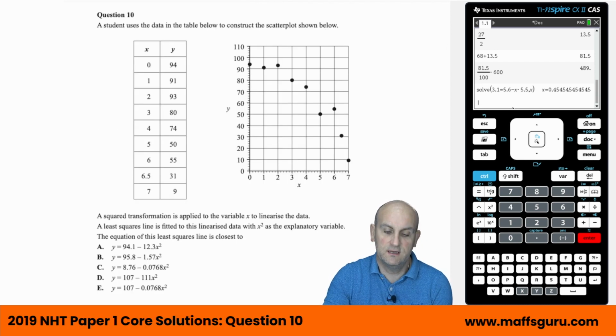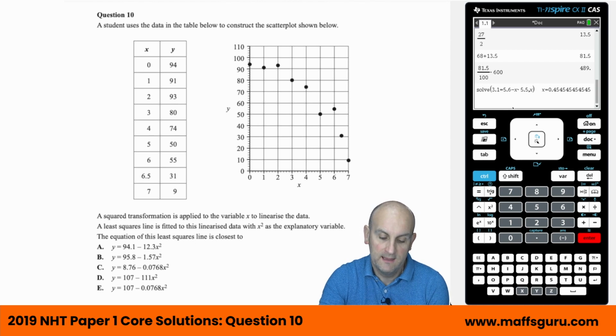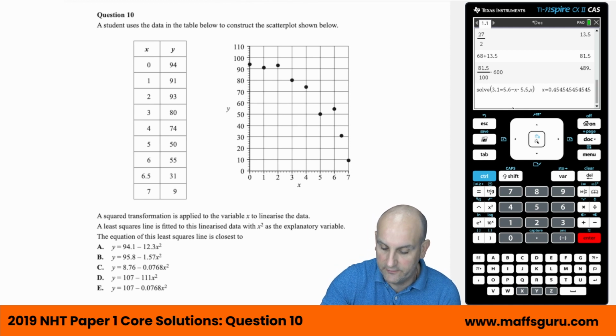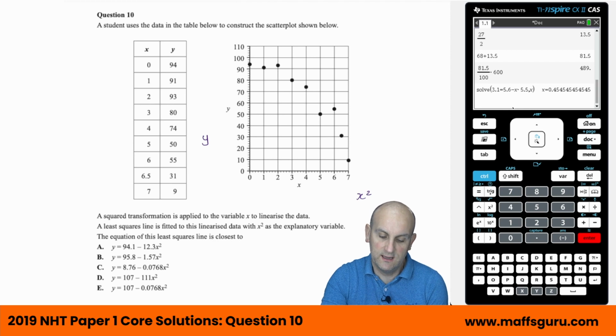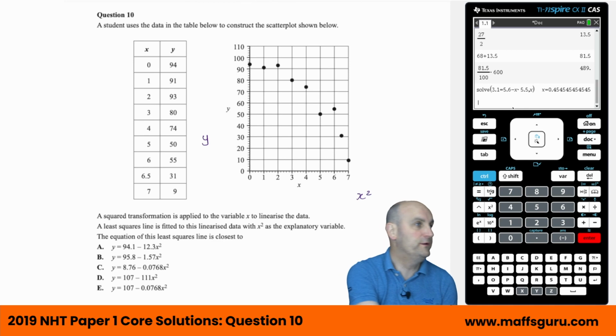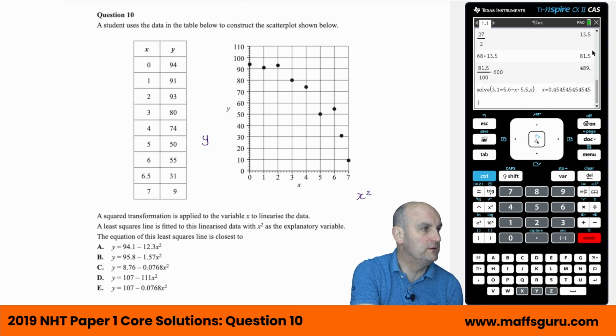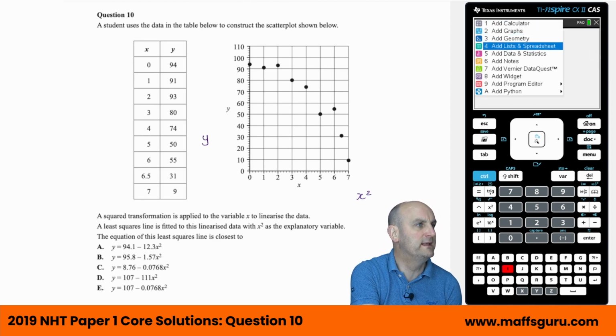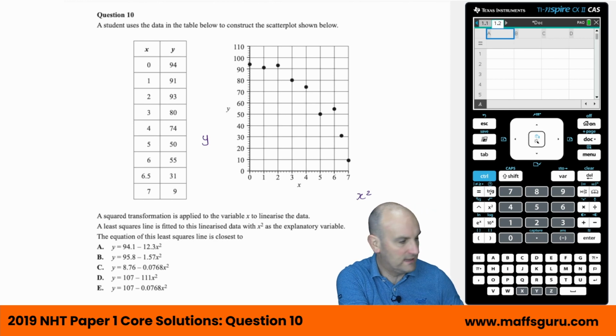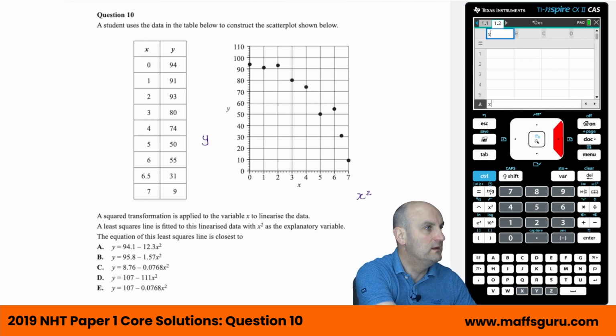A student uses the data in the table below to construct the scatter plot shown below. Okie dokie. A squared transform is applied to linearize the value of x, so we're going to do an x squared against y. The equation of the least squares line is closest to. Okay, so what we're going to do, fire up my calculator, and I'm going to do control, insert, and a lists and spreadsheet. I've got my x value, I've got my y value, and I want to do an x squared value. I just call it x squared.